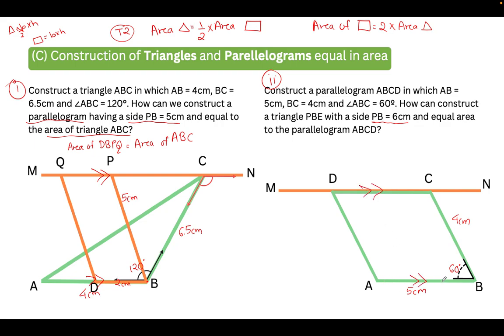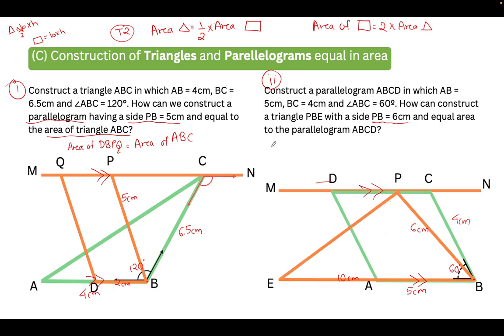Now we will extend AB, and make the base of the triangle double the length of AB. So BE will be the base of the triangle, that is 10 centimeter. Now we will construct PB, that is 6 centimeter. From this point B we will make an arc of 6 centimeter to the line MN so that we meet P. So this PB is equal to 6 centimeter. Now we will join E and P.